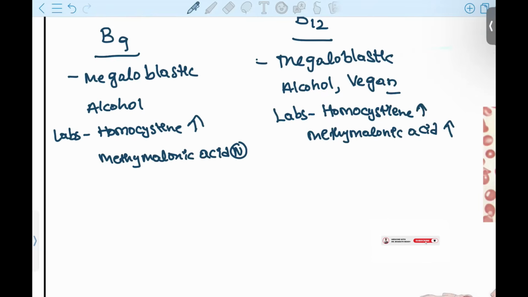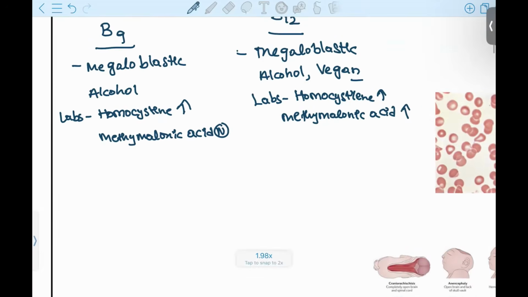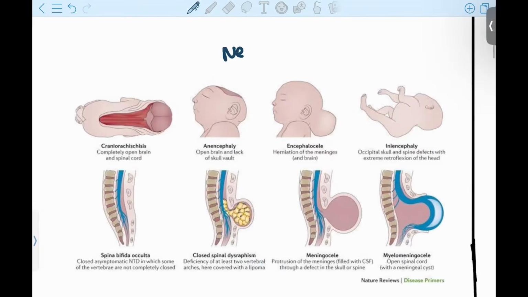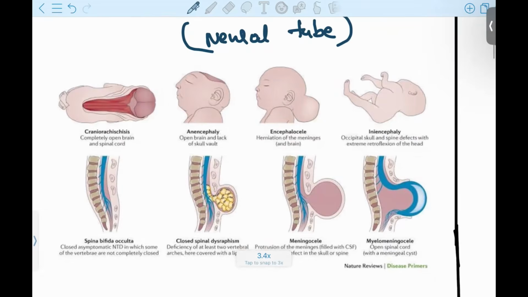And what are the consequences of B9 or B12 deficiency? B9 deficiency will lead to these conditions. What are these conditions? Neural tube defects. If the patient possibly has folate deficiency, then there is a high chance of brain development or spinal abnormalities, commonly seen in pregnant patients.